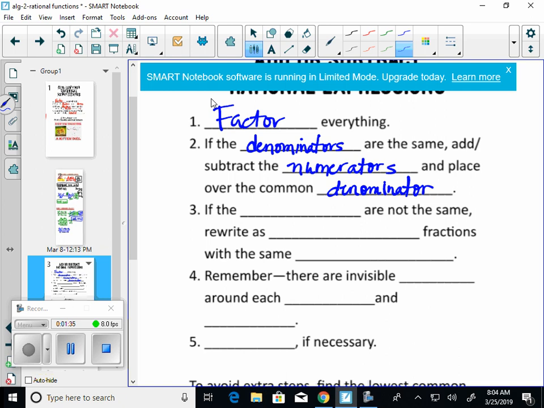If the denominators are not the same, we're going to have to rewrite as equivalent fractions. And when we rewrite as equivalent fractions, then they'll have the same denominator.